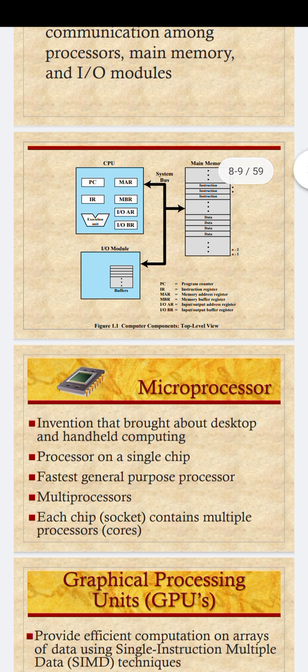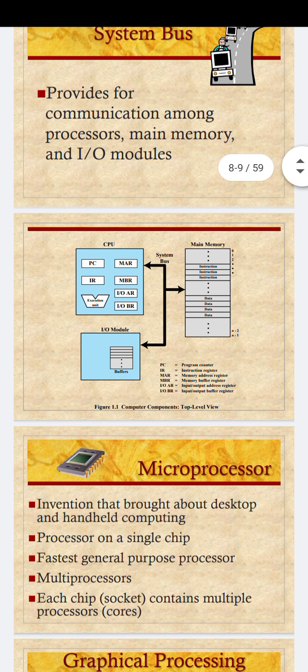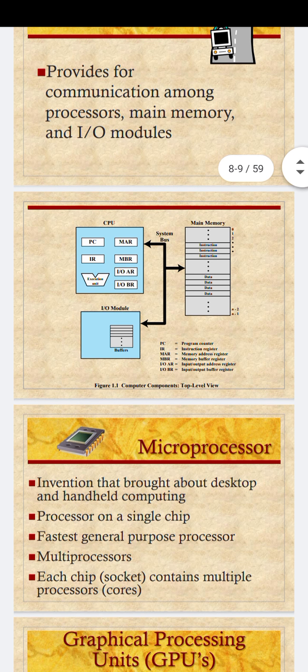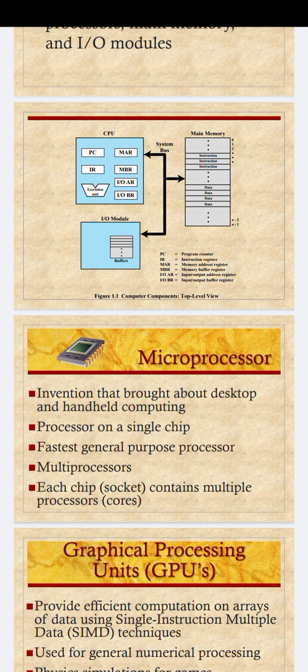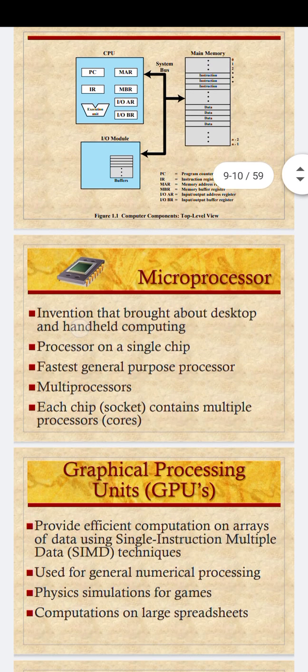With that, let's look at the input output modules. As you can see, we didn't talk about that. It also contains buffers, and the system bus, which is more like a wire, provides communication among the processors, main memory, and the input output modules. We already discussed that.